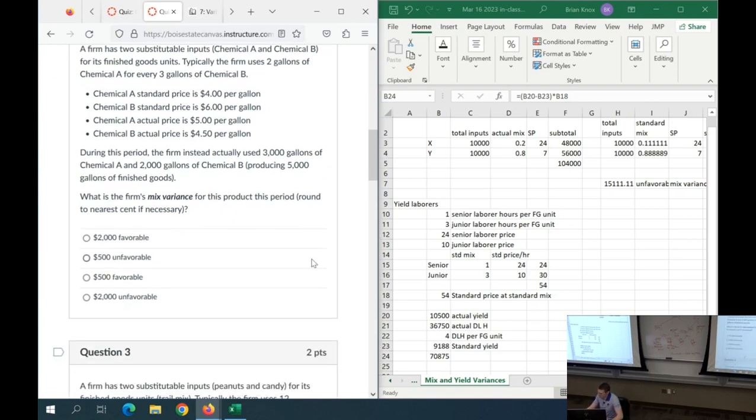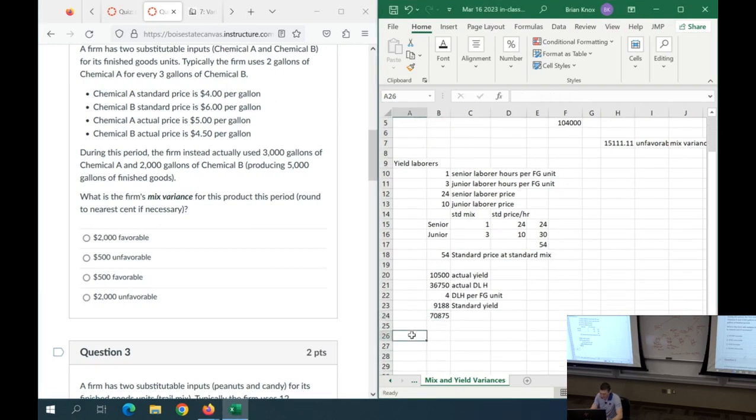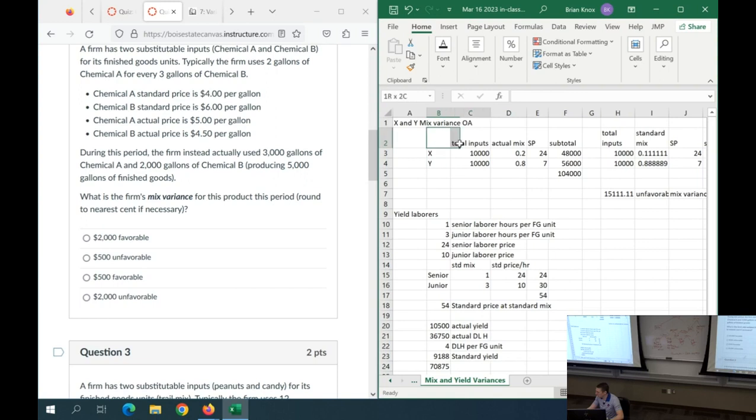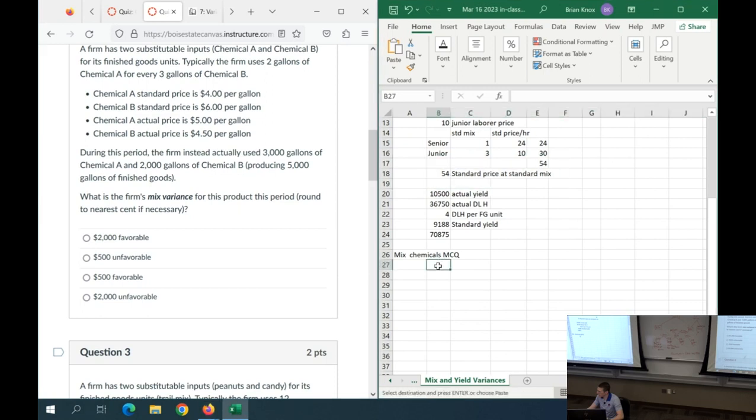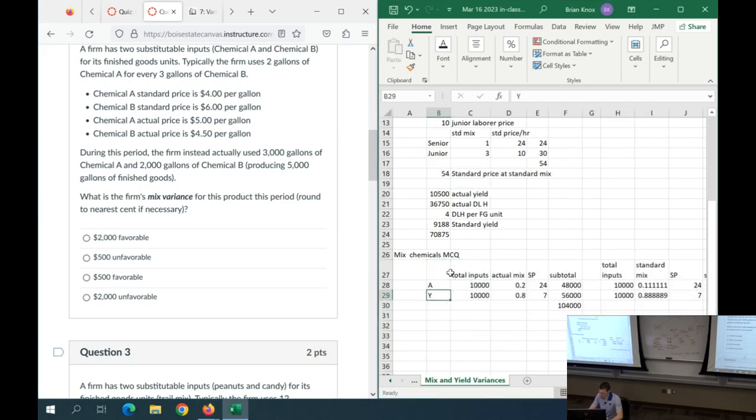Anyway, to do this problem, to get back on track. So this is the mix chemicals MCQ question. We're going to build our table, copy it down, because I am lazy. We have chemical A and chemical B. Total inputs, we have 5,000 gallons of total inputs. That's from right here. We have 5,000 gallons of total inputs: 3,000 gallons of chemical A and 2,000 gallons of chemical B.